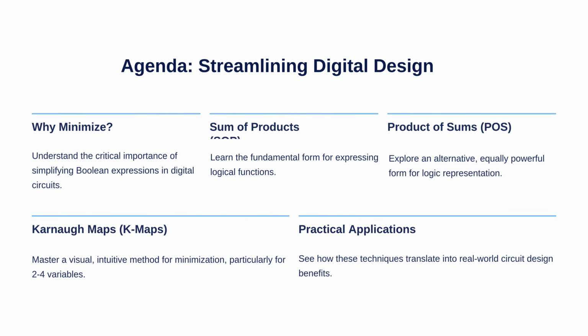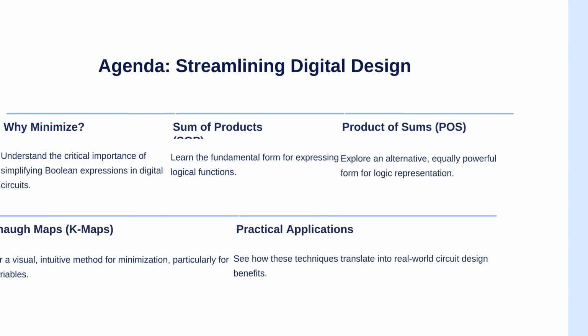Agenda: streamlining digital design. Why minimize? Sum of products, SOP, product of sums, POS. Understand the critical importance of simplifying Boolean expressions in digital circuits. Learn the fundamental form for expressing logical functions. Explore an alternative, equally powerful form for logic representation. Karnaugh maps, K-maps. Practical applications. See how these techniques translate into real-world circuit design benefits. Master a visual, intuitive method for minimization, particularly for 2 to 4 variables.